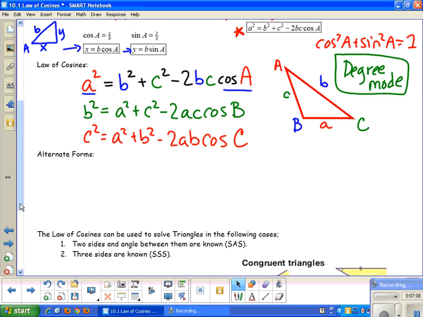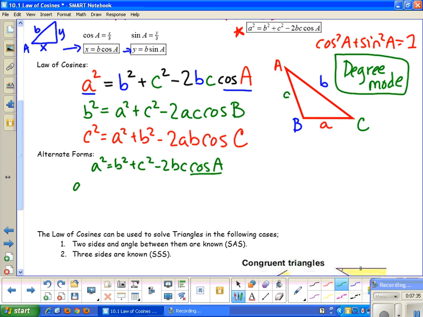Now, we also have alternate forms for the law of cosines. Some alternate forms that we have is by solving for the angle. So let's say you were given all the sides and you wanted to find the cosine of A. Well, I'm going to write this out again. So we have A squared equals B squared plus C squared minus 2BC cosine A. So let's say I wanted to solve for the angle if I knew all three sides. In this case, I would subtract the B squared and subtract the C squared to the other side. So I have A squared minus B squared minus C squared equals negative 2BC cosine of A.